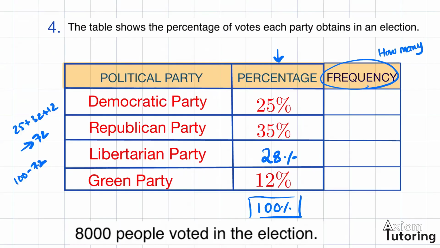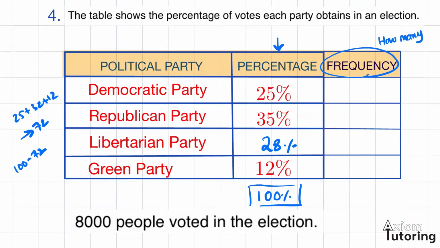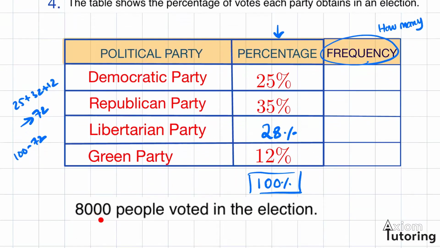Now, to work out the actual number of people that voted in this election, we have to be given a number, either a total or some part of it. So we're told that a total of 8,000 people voted in the election. So we'll be working out 25% of 8,000, 35% of 8,000, 28%, and 12%. If you have any doubts about how to do this, we have another video about calculating percentages of amounts.